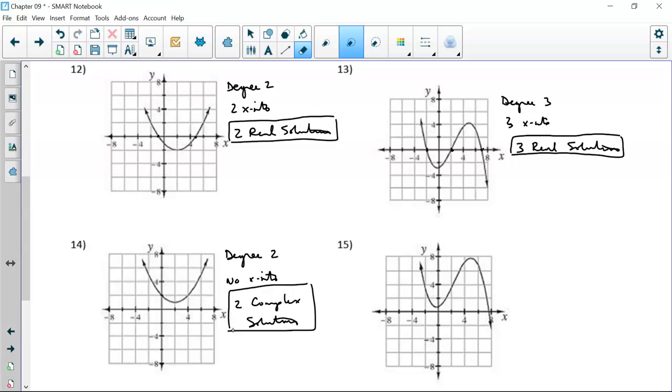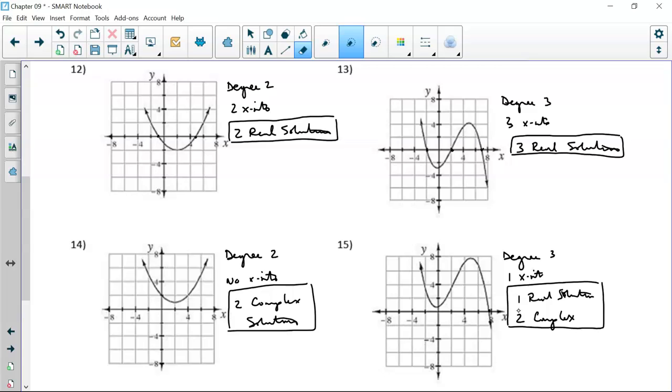Now, number 15. There's 2 turning points, so our degree, we'd add 1 to it. Degree has to be 3. Now, that means there needs to be 3 total solutions. But I only see 1 x-intercept. So that means there's one real solution for our x-intercept, and that means there's also going to be two complex solutions. There's going to be two imaginary solutions. And that's because we need to add up to 3. One real, two complex, total of 3.